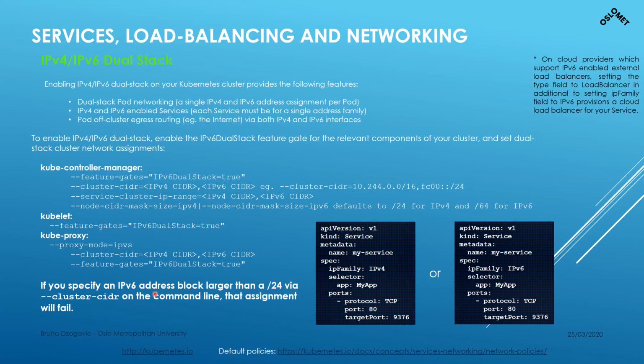If you specify an IPv6 address block larger than 24 via classless inter-domain routing addressing on the command line, that's not going to work. If it's specified in the file, it will work. All these commands you can also do through the command line, but if you specify the IPv6 through the command line, that's going to fail.